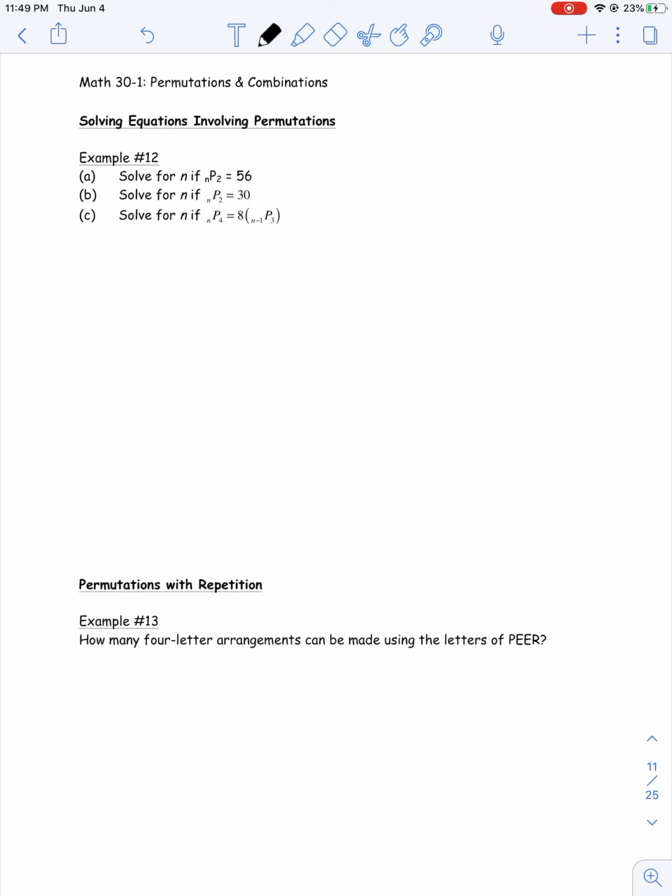So example number 12, they're asking us to solve for n. So what we're going to do is on your formula sheet, we have a formula that looks like this. nPr is the same as saying n factorial over n minus r factorial. So we're going to use that and replace the letters into the right spots, or the numbers in the right spots. So for A, we have nP2. So n is going to stay as it is, but r is going to be replaced with 2, and that's going to equal 56.